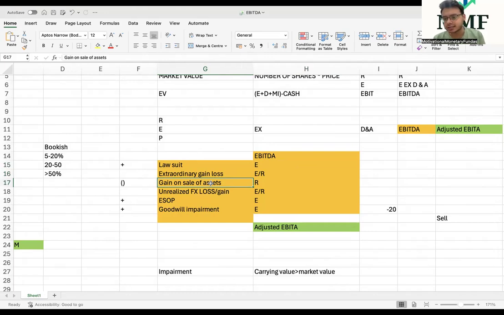Again, gain on sale of assets. If it's a gain, subtract it. If it's a loss, add it back.